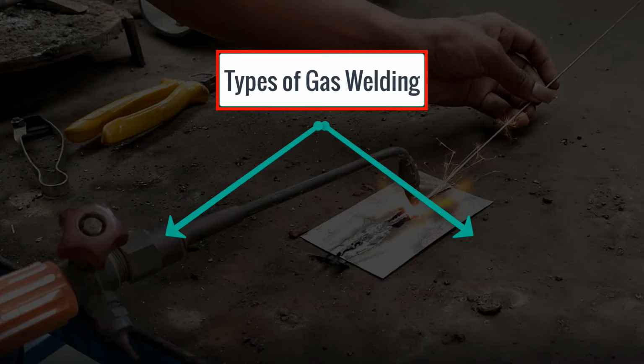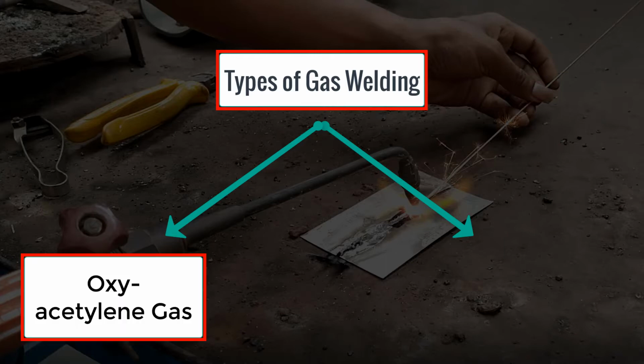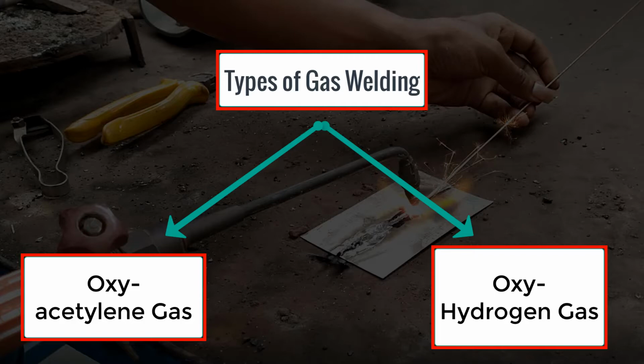In gas welding there are mainly two different types of welding. First one is oxyacetylene gas welding and second one is oxyhydrogen gas welding. In today's session our focus is on oxyacetylene gas welding. So let's start the practical related to oxyacetylene gas welding.